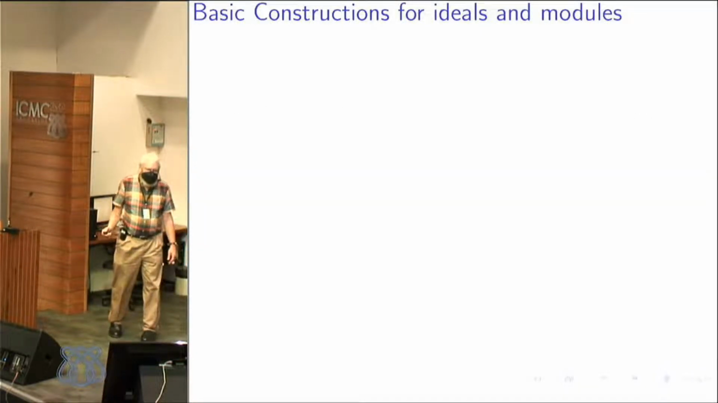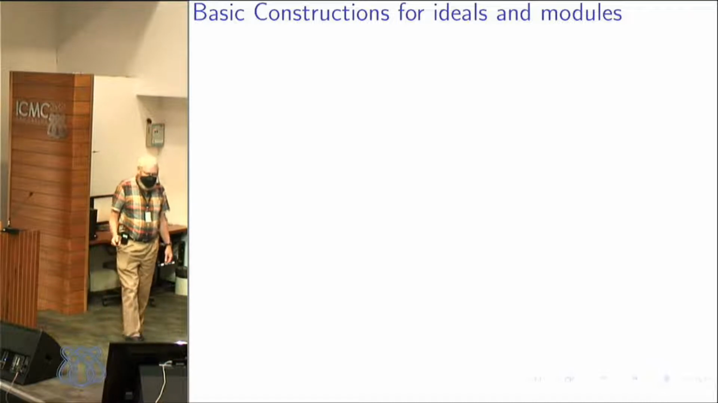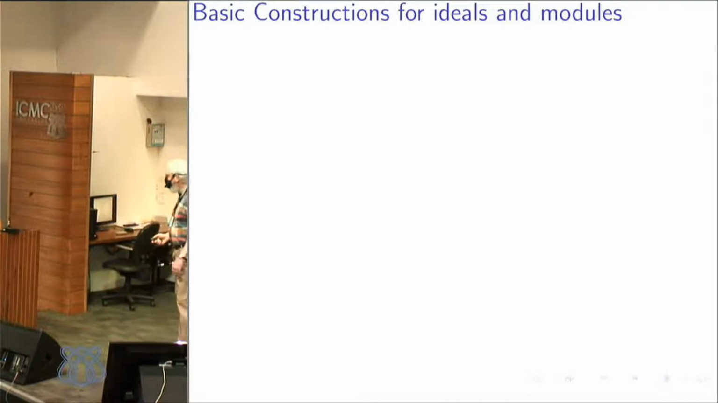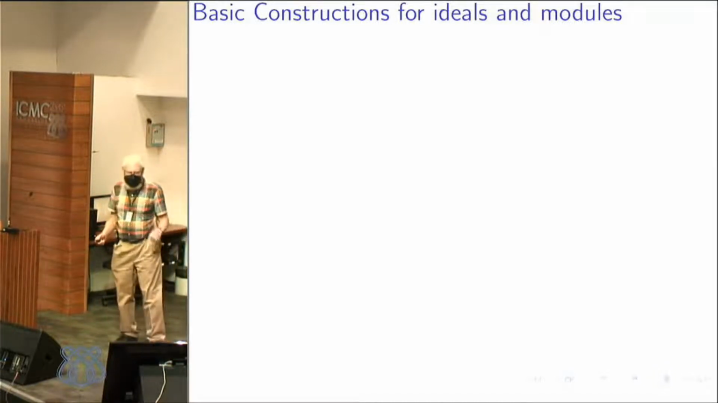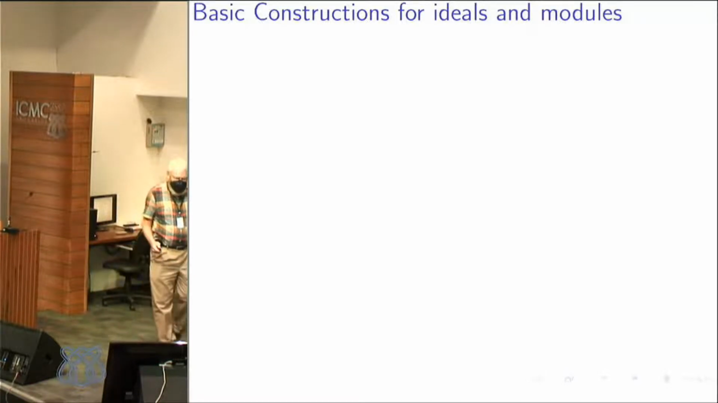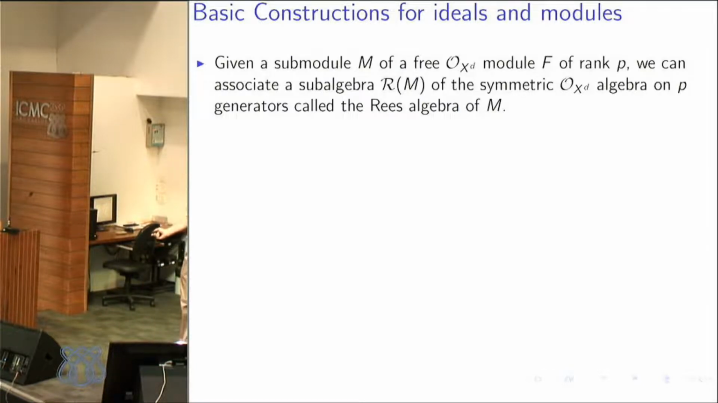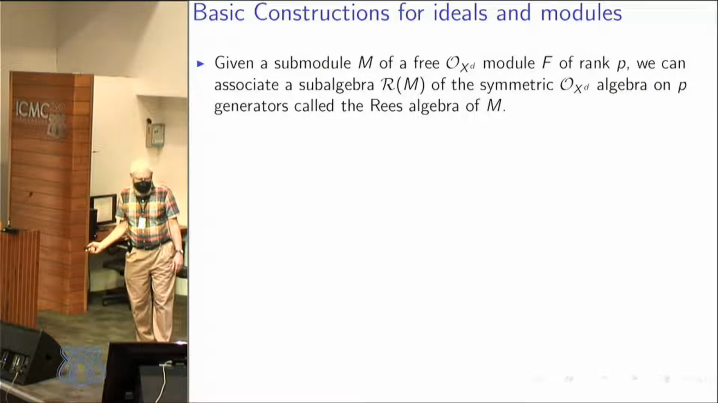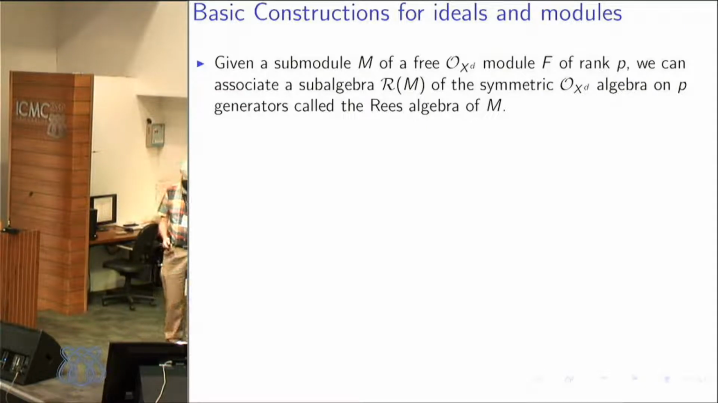So here are some basic constructions for ideals and modules. These seem a little difficult at first, but if you work out a few examples, they are really not so bad. So we start with M, a submodule of a free module, and we can associate an algebra to it called the Rees algebra of M. How do we do that?